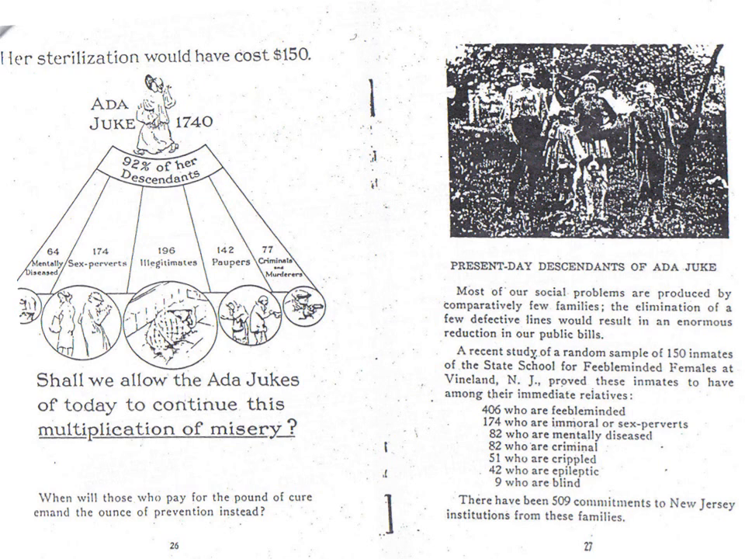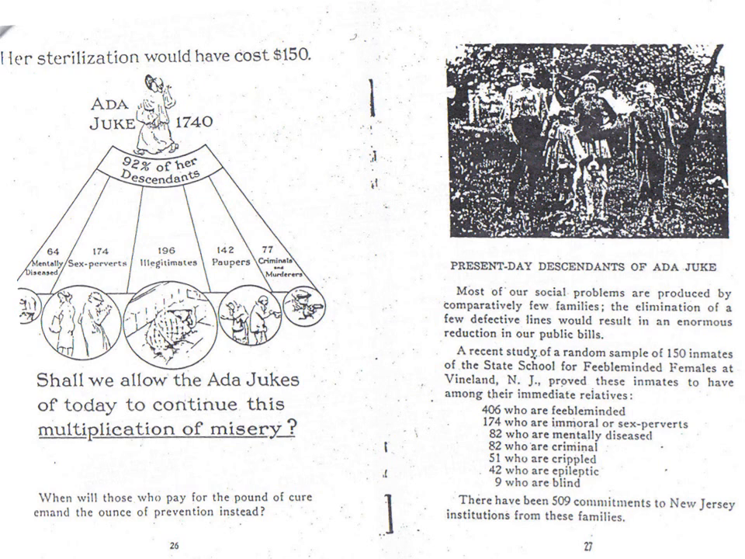One of the arguments here, we have an example of a pre-Revolutionary War woman named Ada Duke. 1740. Here it says her sterilization would have cost $150. 92% of her descendants are problems. They are burdens on the state. 64 of them are mentally diseased, 174 sex perverts, 196 illegitimates, 142 paupers, 77 criminals and murderers. And shall we allow the Ada Dukes of today to continue this multiplication of misery?